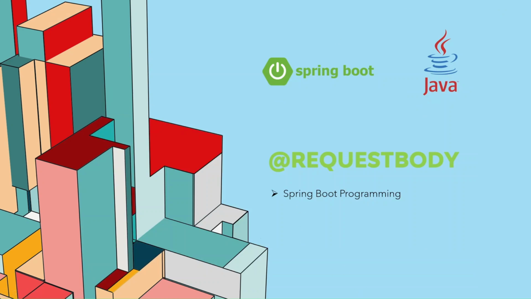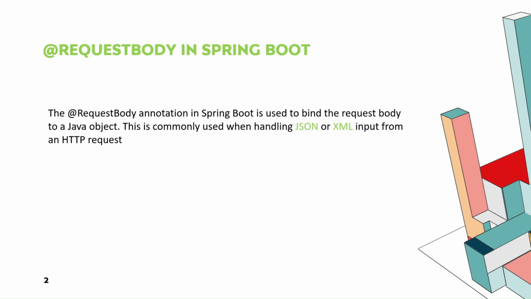Good morning. Today we are going to discuss the RequestBody annotation in Spring Boot. The RequestBody annotation in Spring Boot is used to bind the request body to a Java object. Basically, we access JSON or XML data in Spring Boot. For that, we need to create a bean, so through the bean we will capture the data, and with the RequestBody annotation we will access those params.